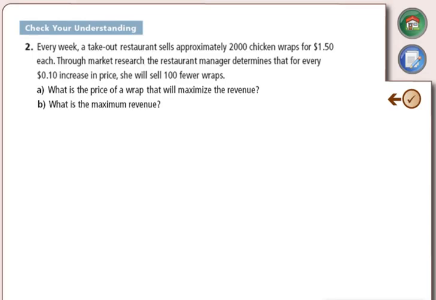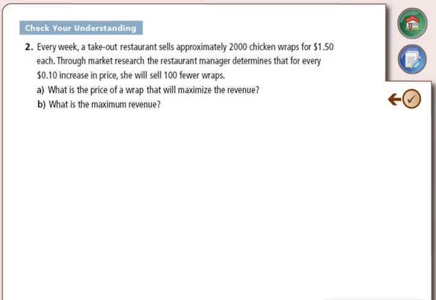And we're going to finish off with this more difficult type of question. And I will do a bunch more of these in class to show you how to do these ones efficiently. So every week a takeout restaurant sells approximately 2,000 chicken wraps for $1.50. Yum. Through market research, the restaurant manager determines that every 10-cent increase in price, she's going to sell 100 fewer wraps. Well, is that a good thing? Is that a bad thing? We got to do the math and find out. That's the importance of this type of question.